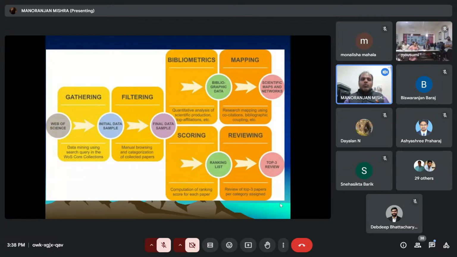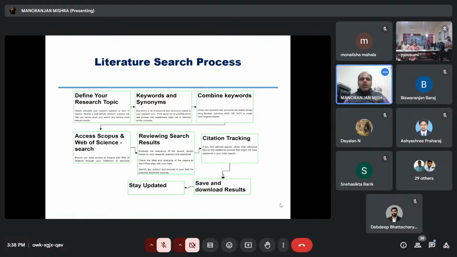The literature searching process, I think I've already talked about. This is how you go: define your research topic, then keyword and synonym, combine these keywords, then access corpus in Web of Science, review the search result, then citation tracking, then save and download the result, then stay updated. If you are going for SLR, you have to read the whole text, you have to download the papers, the narrow down kind of databases.